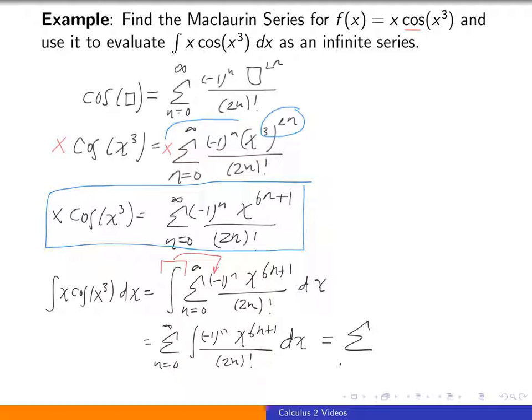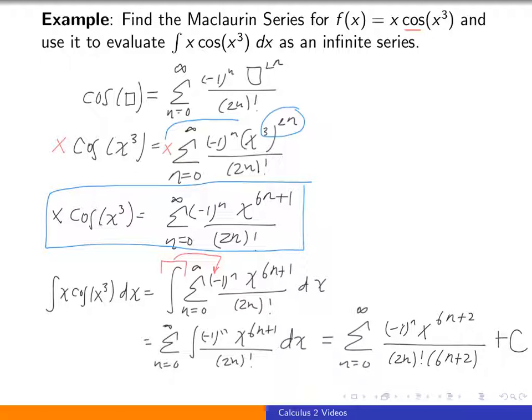And in terms of evaluating this integral, there's really only one thing we need to worry about. We have x raised to a power. So if we want to anti-differentiate x raised to a power, we take its exponent, we add 1 to it, that's our new power, and we also divide by that number. So we're going to have minus 1 to the n, x to the 6n plus 2, because we've added 1, divided by 2n factorial, multiplied by 6n plus 2. And then lastly here, keep in mind whenever you are evaluating an indefinite integral, we always need to include that constant of integration, the plus c.